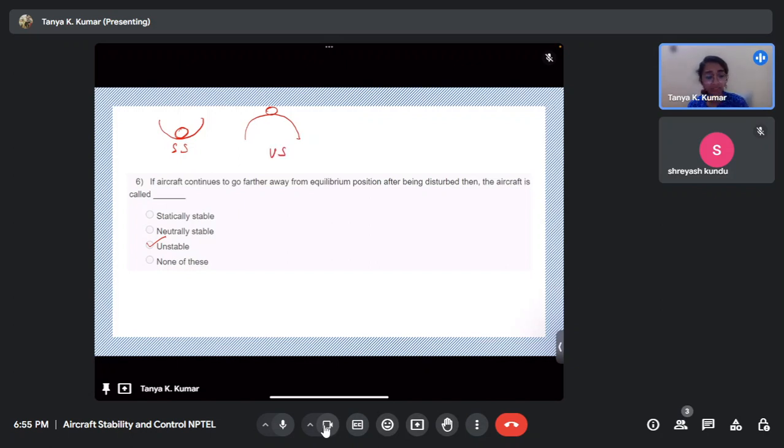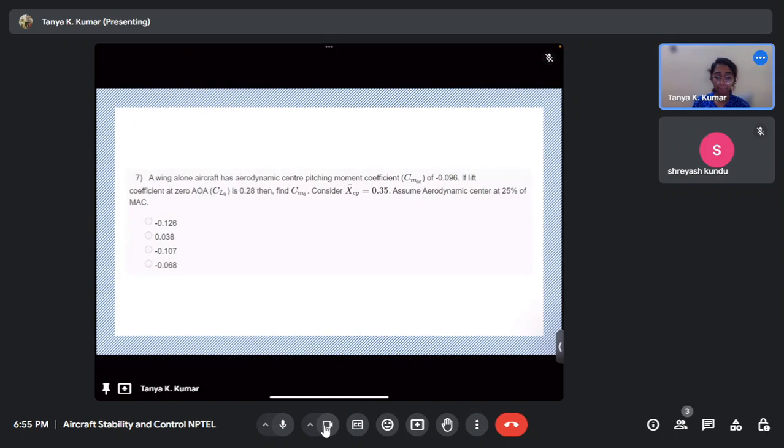So this is unstable. And then you have a flat surface, and then you place the ball and you push it. It stops at its new location. So it is stable at its new location. That is called neutrally stable. So these are the three categories. So if the aircraft continues to go away from equilibrium position after being disturbed, it is this unstable case. Alright, very simple.